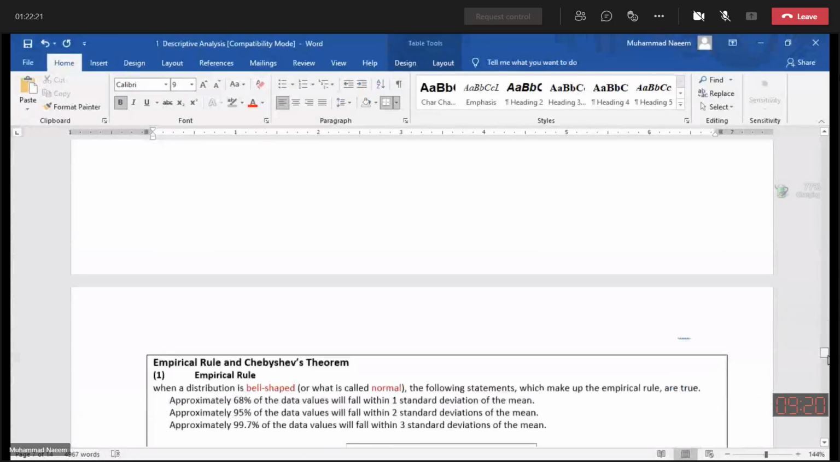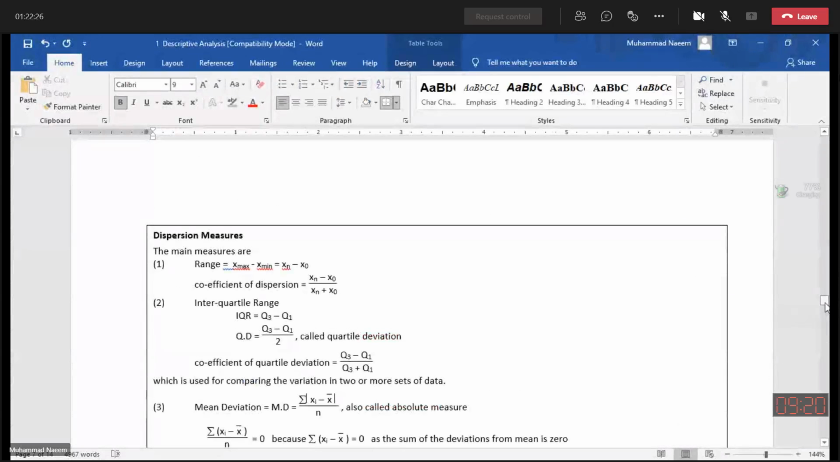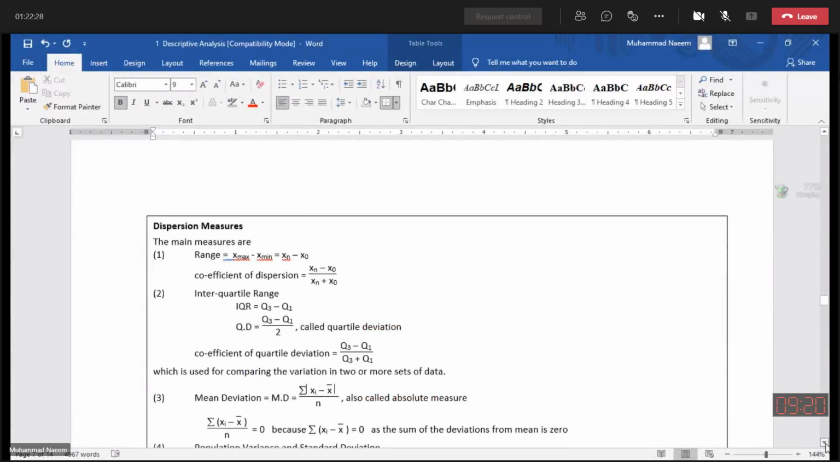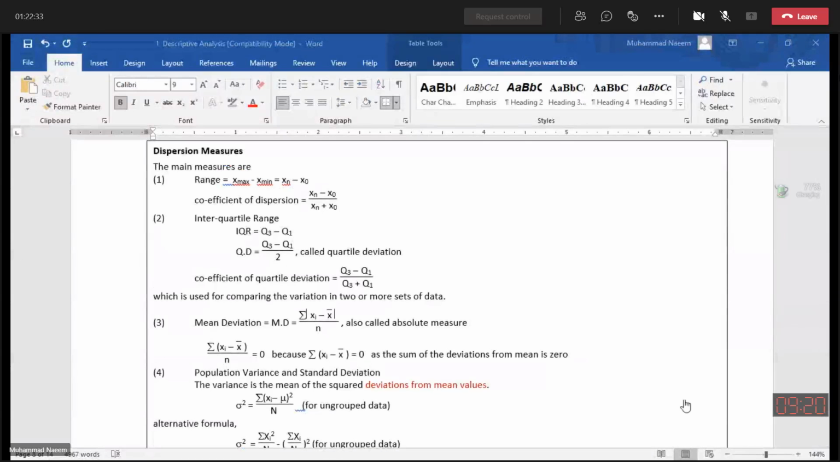Measures of dispersion. Let's discuss dispersion measures. Dispersion means spread, scatteredness. So how is the data scattered? We can measure this with these formulas.